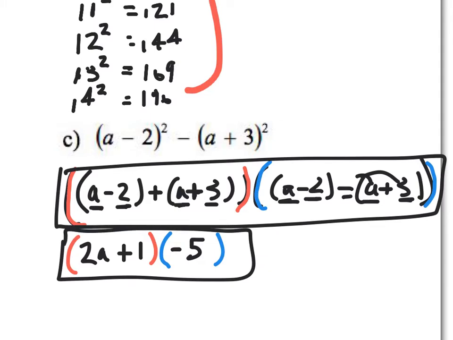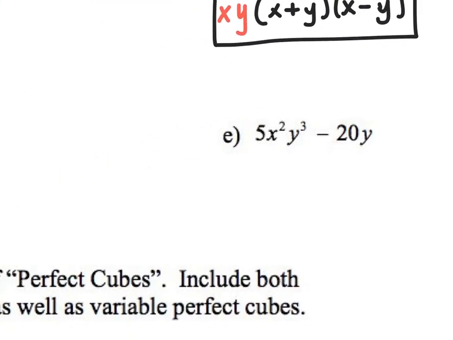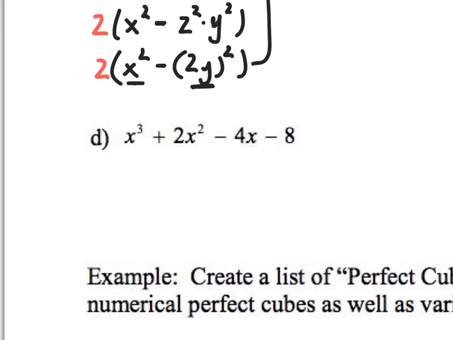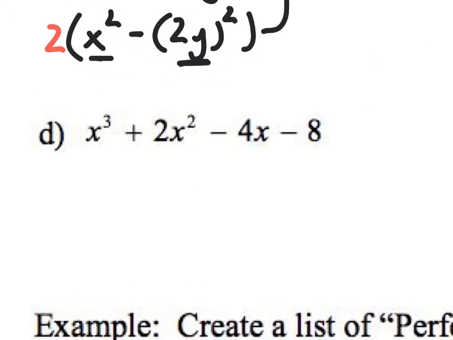Okay, let's move on to the next one. And we've just got 2 of them. All right, now over here, what I'm going to do on this one is I've got 4 terms here. So I've got x cubed plus 2x squared minus 4x minus 8. Now, what I can't do here, this has 4 terms in it, so I can't do the normal box method.